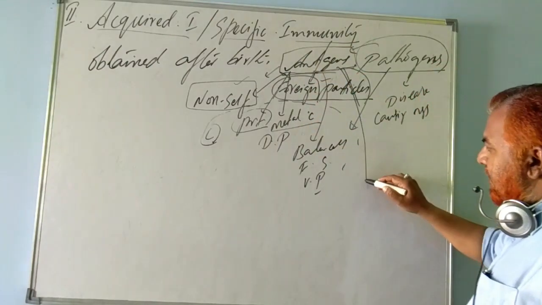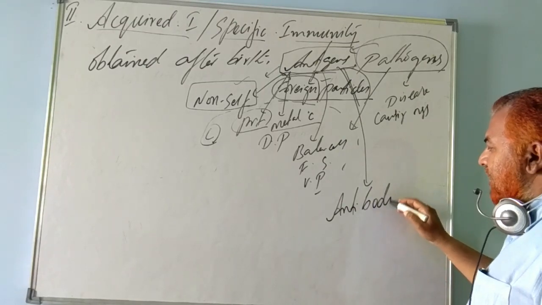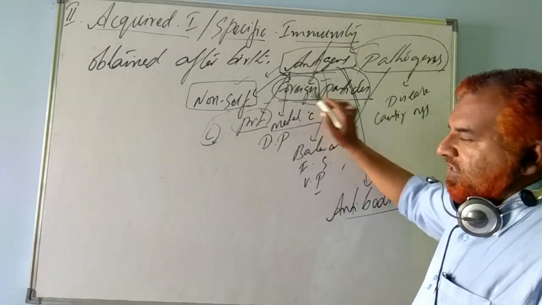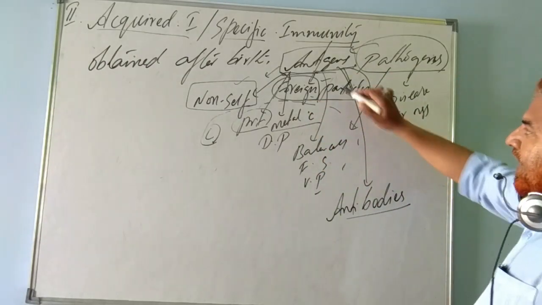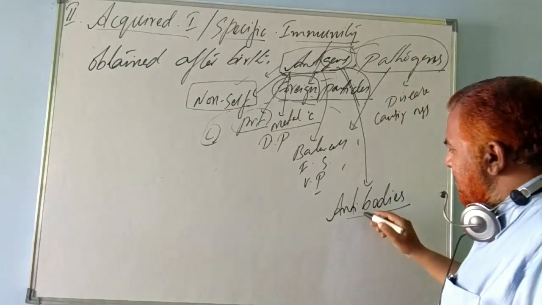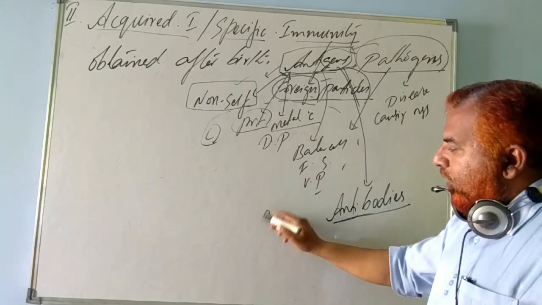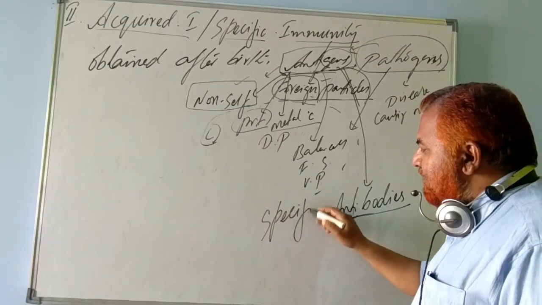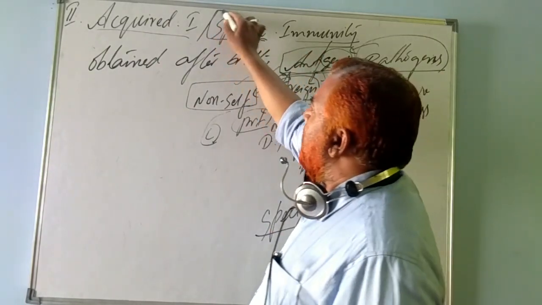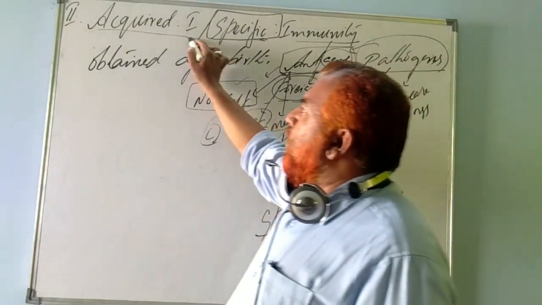Now when an antigen enters the body, what is produced? Specific antibodies are produced. Antigens are foreign particles. Antibody generating particles are known as antigens. So whenever they enter into our body, what is produced? Specific antibodies are produced. Hence this immunity is also known as specific immunity, and also as acquired immunity.